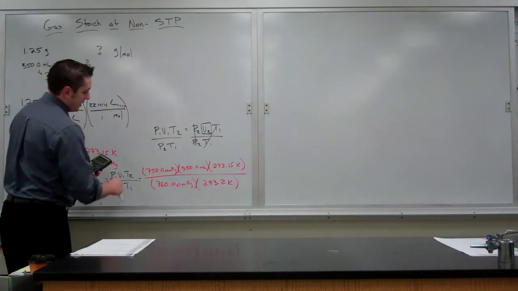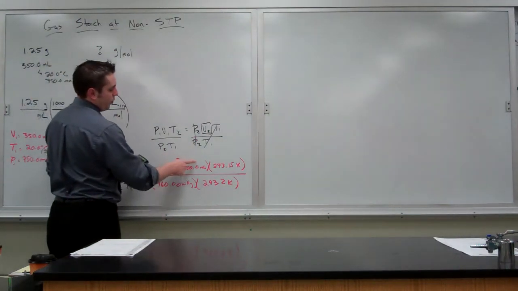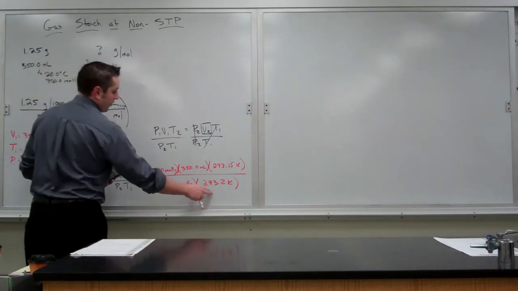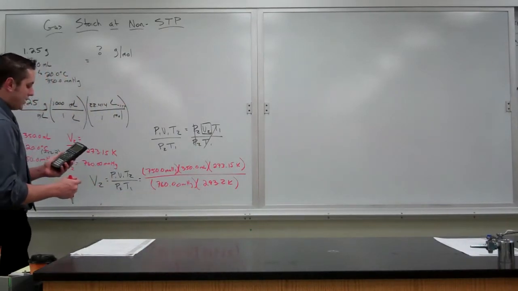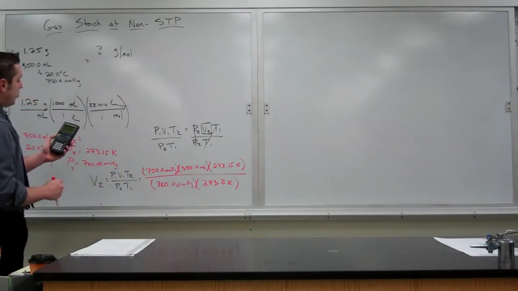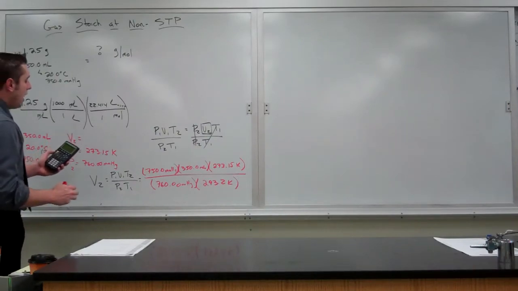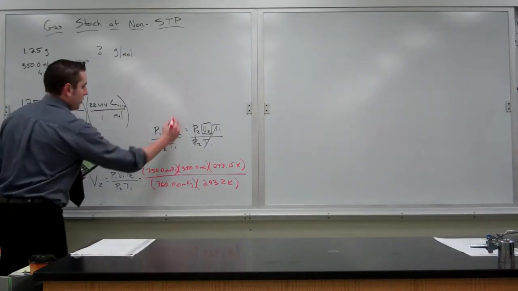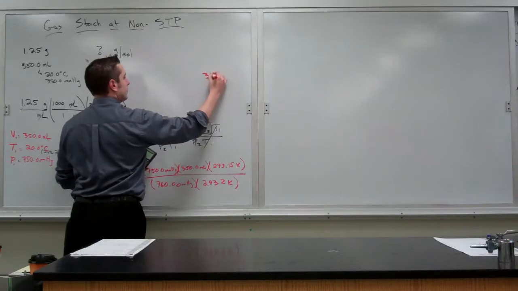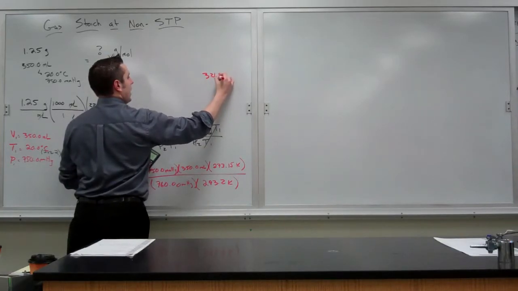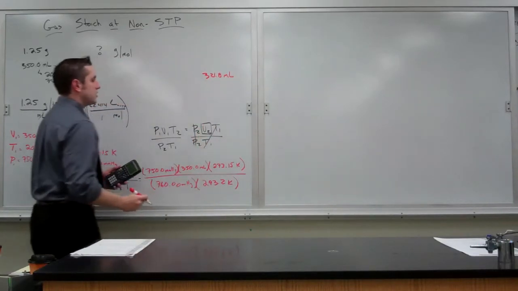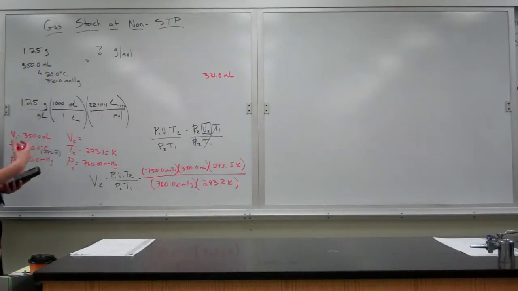If I take a look at my sig figs, I have 4 here, 4 here, 5 here, 5 here, 4 here, means 4 in my answer. So my calculator says 321.77. I will call that 321.8 milliliters. That milliliters is at STP because I am now able to plug it in to this problem.